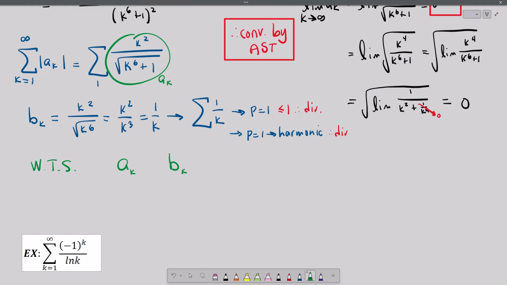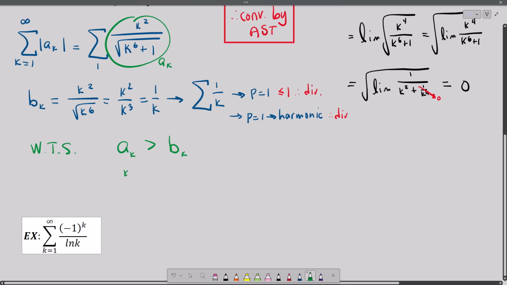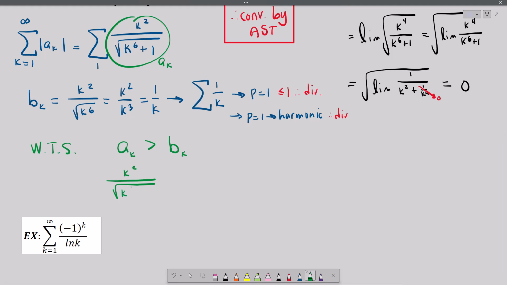So if our b sub k series diverges, we suspect our a sub k series also diverges, and to prove that the a sub k series diverges, we can show that the a's are bigger than the b's. If the a's are bigger than the b's, the a series must diverge also, because bigger than diverging diverges. So let's see if we can do this. So we have k squared over the square root of k to the 6 plus 1. Is it less than, excuse me, is it greater than 1 over k?